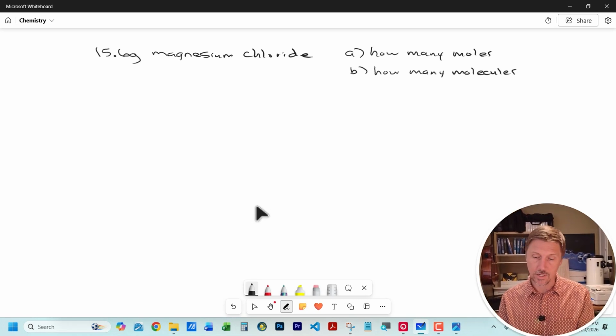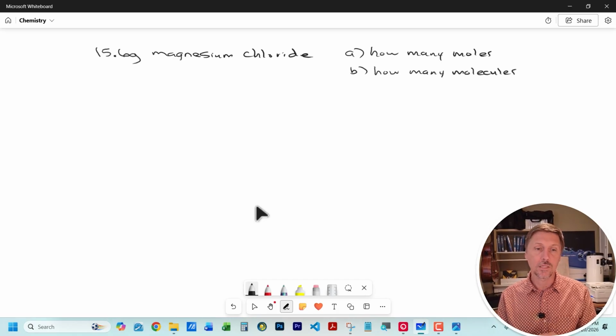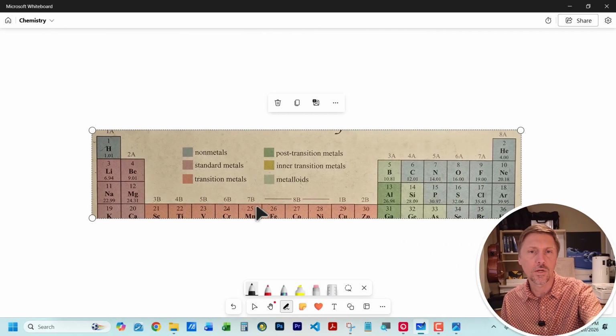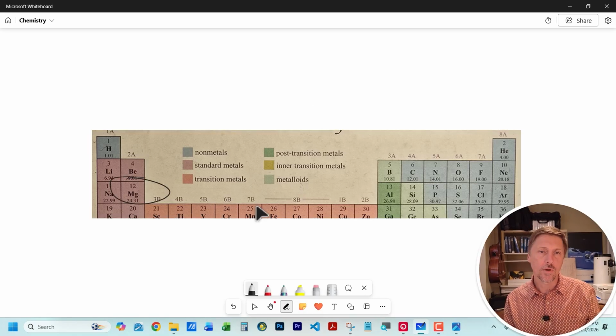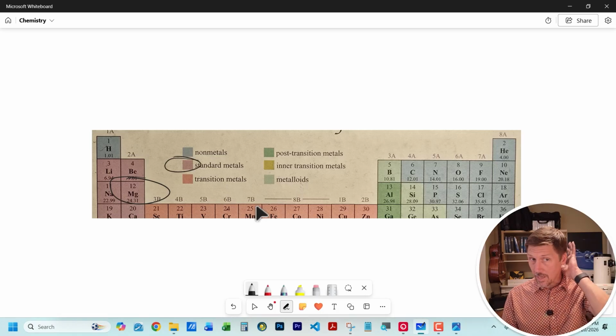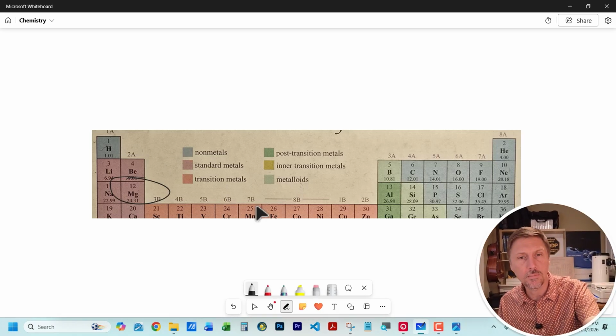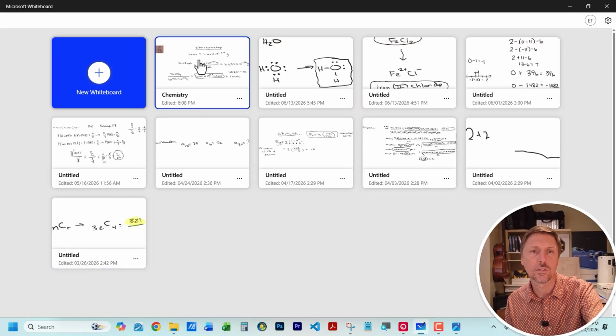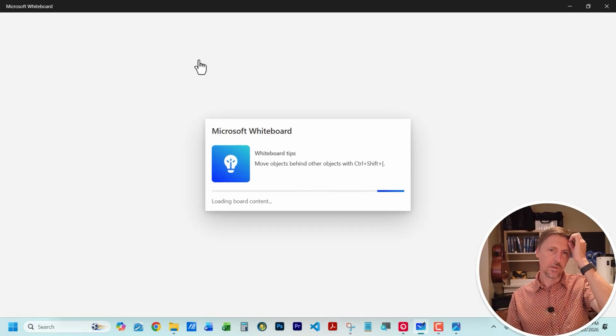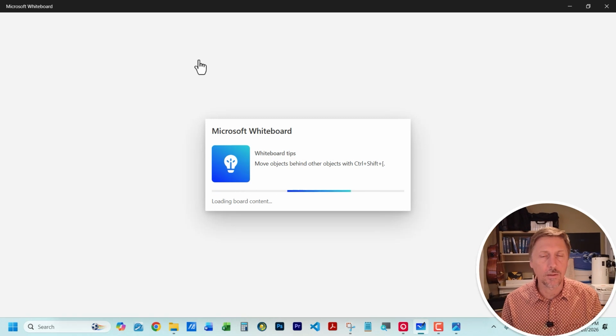Yes, magnesium is, right? We go to our periodic table, magnesium appears, and let's see if the periodic table's still there, cool. So magnesium is down here, right? It's over here with the color that matches the standard metals. And so since magnesium is a metal, then we know we're dealing with an ionic compound, right?